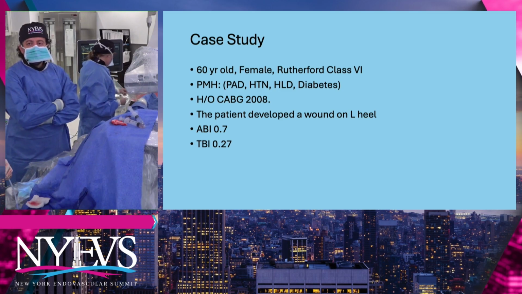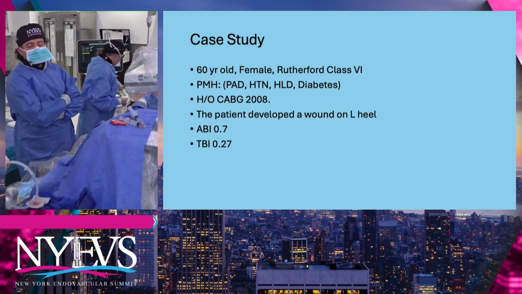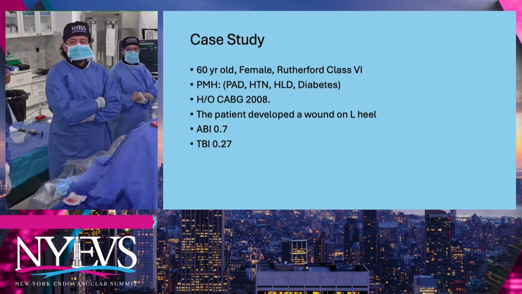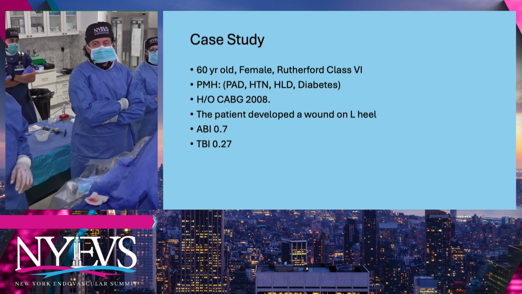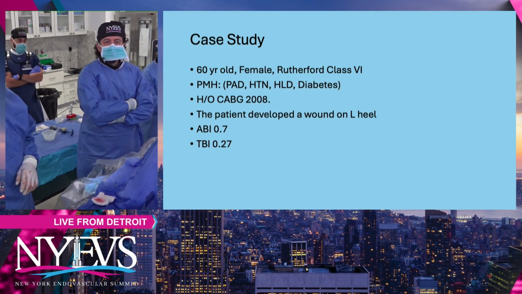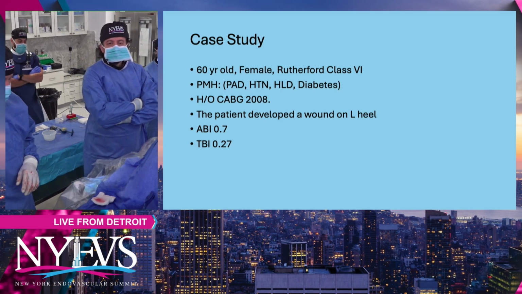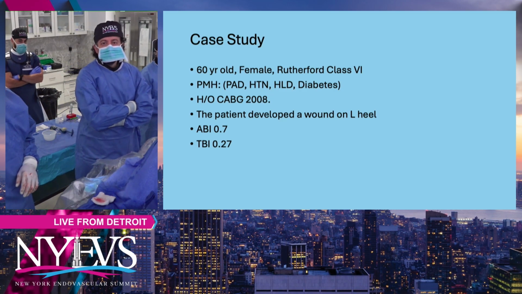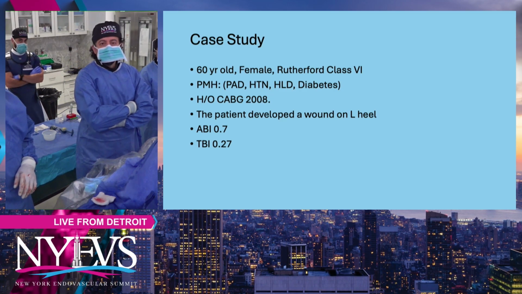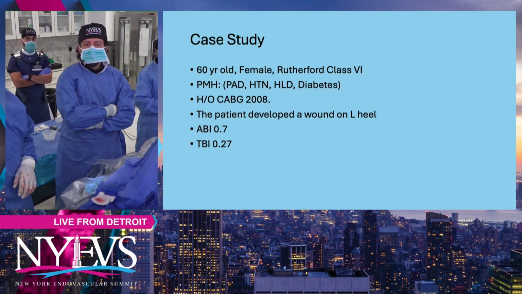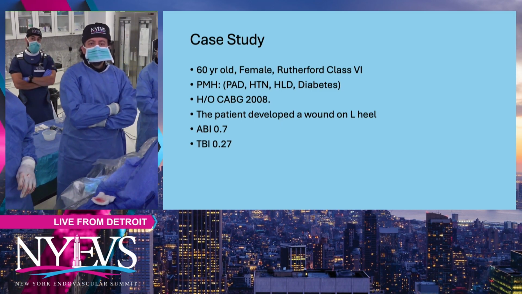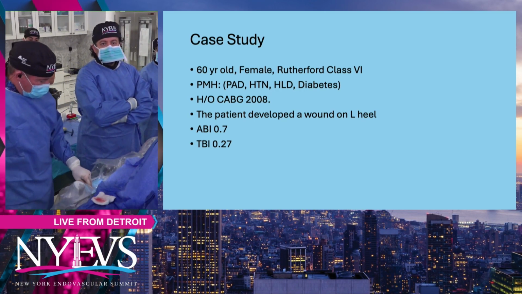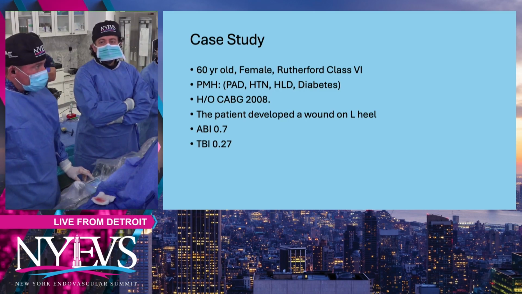So I'm going to go ahead and dive into our second case. This is a patient in her 60s. She presents to us with an ulcer involving the medial aspect of her heel and extending into the foot, placing her, in our opinion, at Rutherford Class 6. She has the typical risk factors with diabetes, hypertension, chronic kidney disease, and I wanted to show you some of the non-invasive studies with her ABIs of 0.7 and a TBI of 0.27.